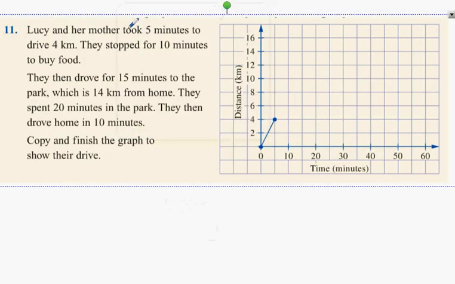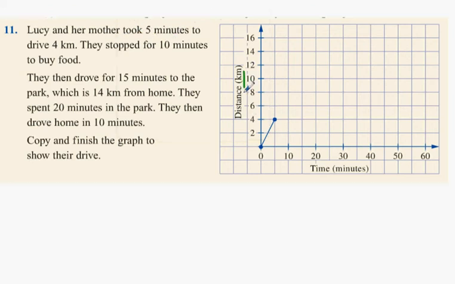Lucy and her mother took 5 minutes to drive 4 kilometers. This means distance. This refers to how far away from home you are. So you drove 4 kilometers. They stopped for 10 minutes. So when you stop for 10 minutes, how much is each block worth? 2 blocks are worth 10. So how much is 1 block worth? 5. So if we stop for 10 minutes, how many blocks are we going across? 2. Why didn't we go up? If we're stopped, do we cover any more distance? So our distance can't go up or down, so let's go straight across.